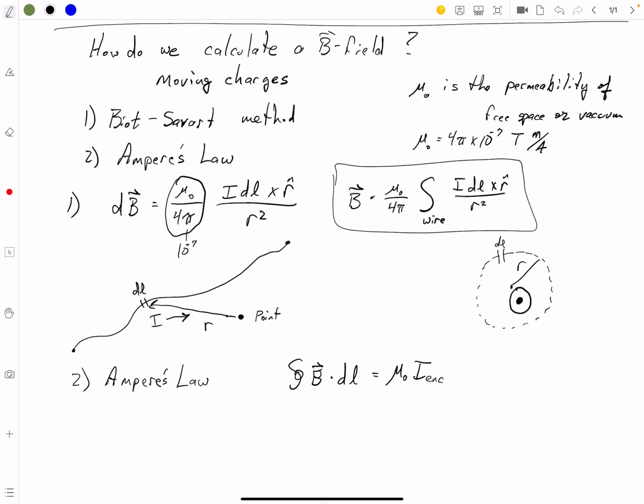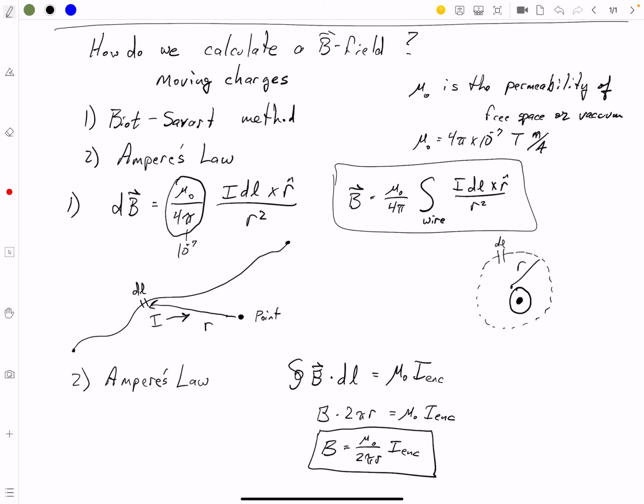The circumference is 2 pi r. So we've got B times 2 pi r is equal to mu naught I enclosed. How easy is this? Super, super easy. B equals mu naught over 2 pi r times I enclosed. And we're done, right? I mean, whew.